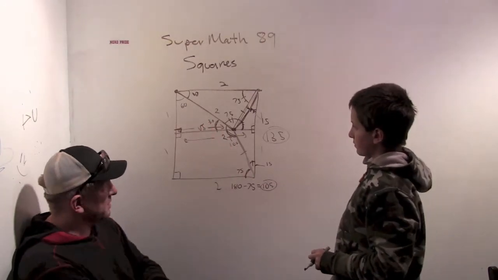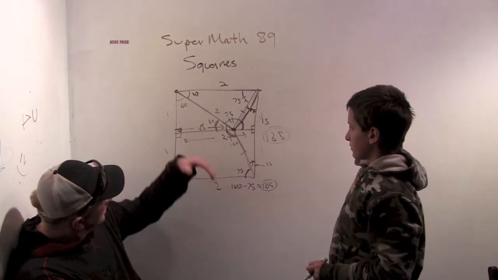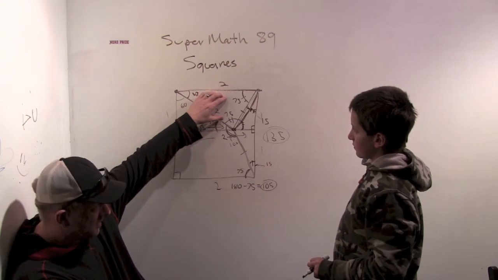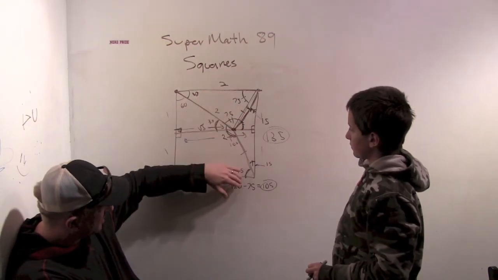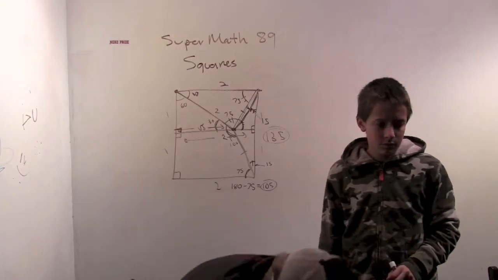That is a tough problem. No doubt about it. So you first had to recognize this was a 30, 60, 90 triangle, then recognize this isosceles triangle up there, and then chase the angles all the way down and around. Nice job.